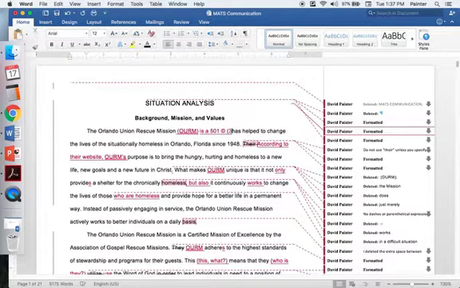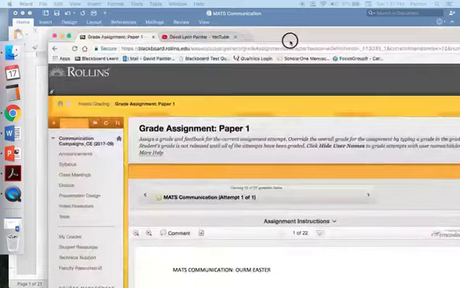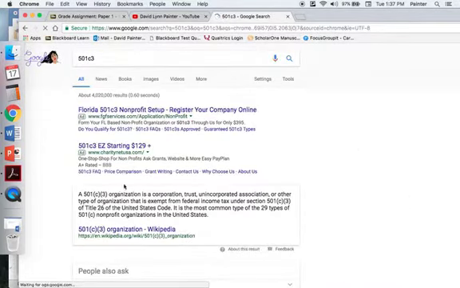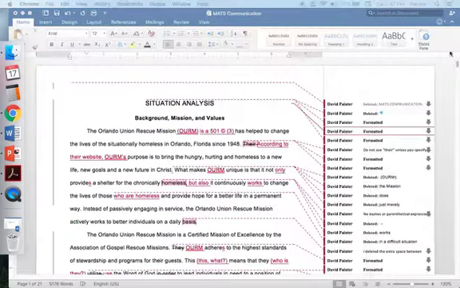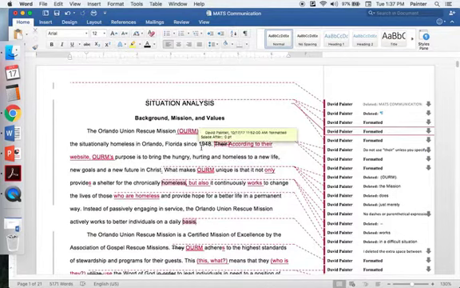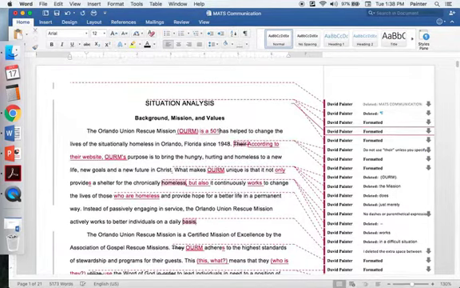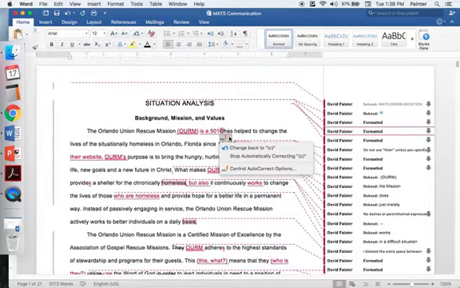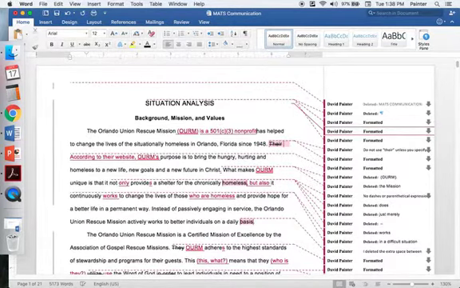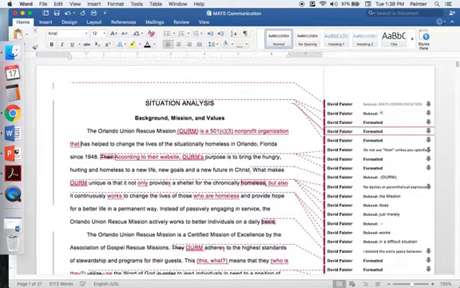a 501c3. I'm not sure exactly how you format this, so let's see how it's formatted exactly. Oh, I did it right. So it is a 501c3 nonprofit organization that has helped to change the lives, right? That's what it is.